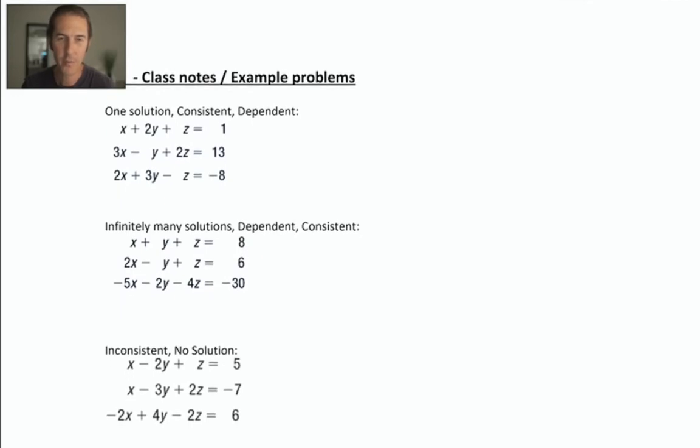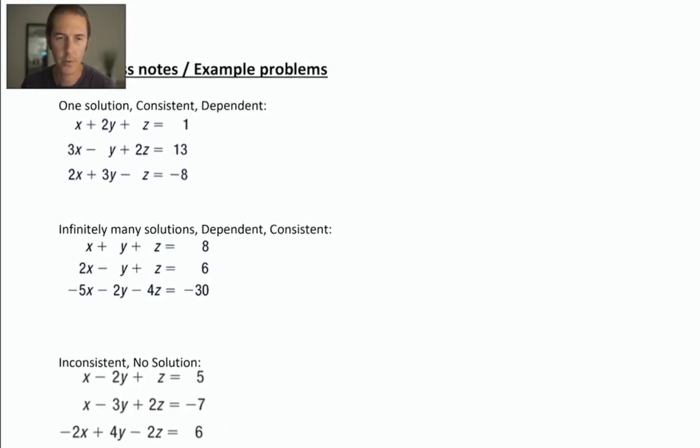This first system has one solution. It's consistent, and it's dependent, which is interesting because dependent usually means that, like in the case of two lines, those two lines are the same line. They kind of depend on each other. But the language changes depending on the scenario. So let's start exploring this one.